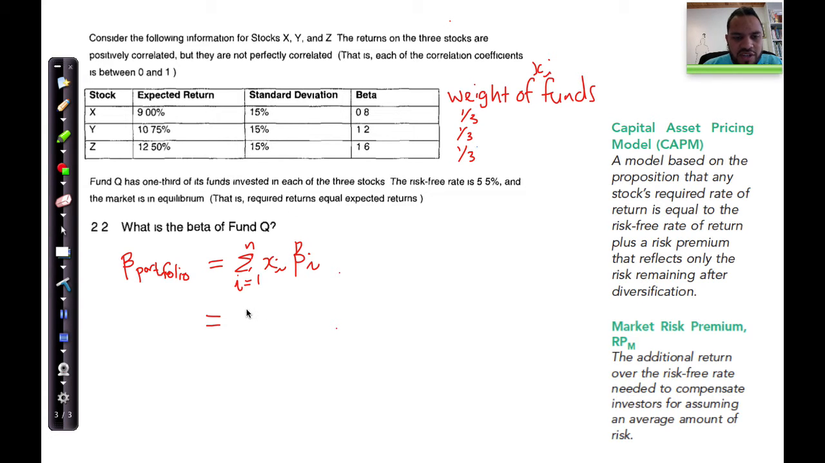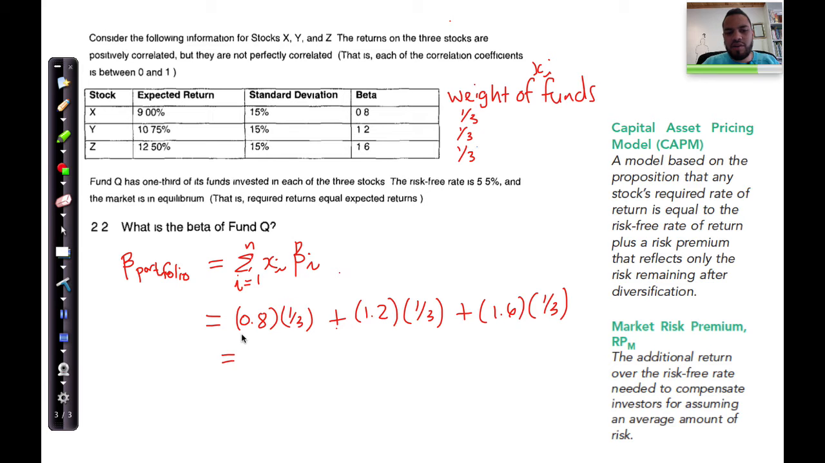So when we add them up, it's going to be 0.8, the first beta value, multiplied by the weight that it holds in the fund, which is 1/3. I'm sorry, I turned it around, but it should be fine. And then we do it again for the second beta value, which is 1.2, multiplied by how much that fund holds, which is 1/3, plus 1.6 multiplied by what that fund holds, which is 1/3. And we can put that entire thing on the calculator. I'm not going to work them out individually.